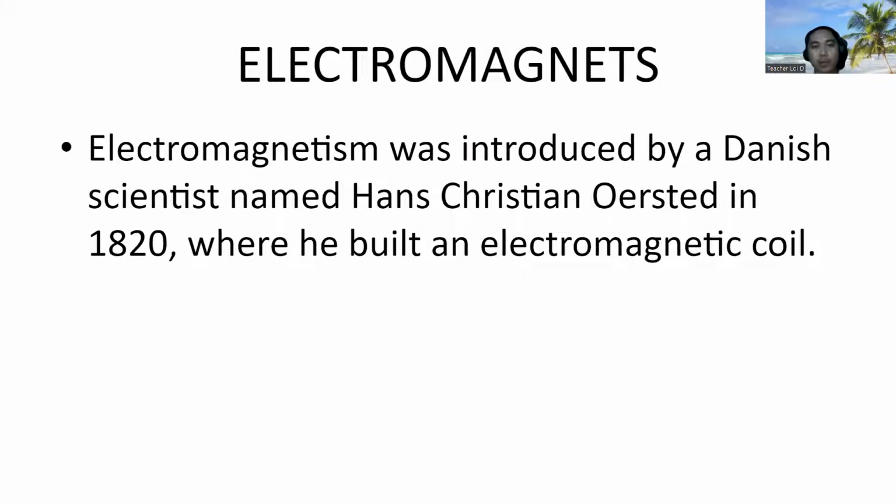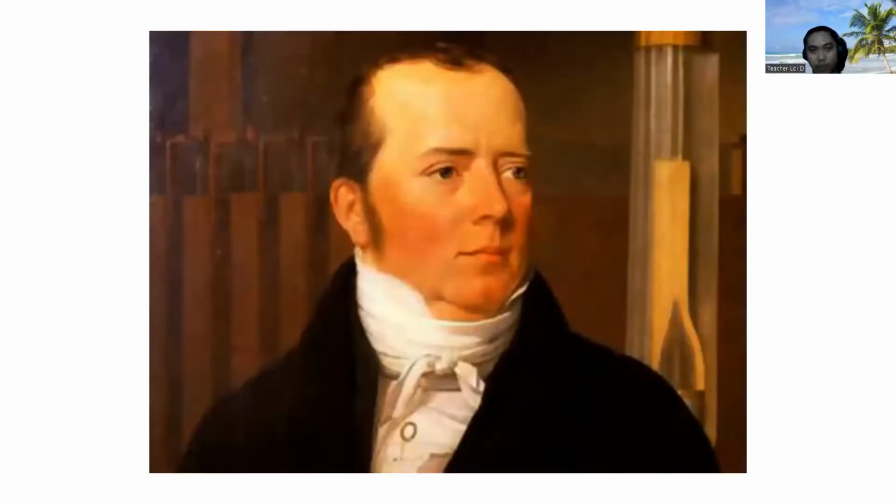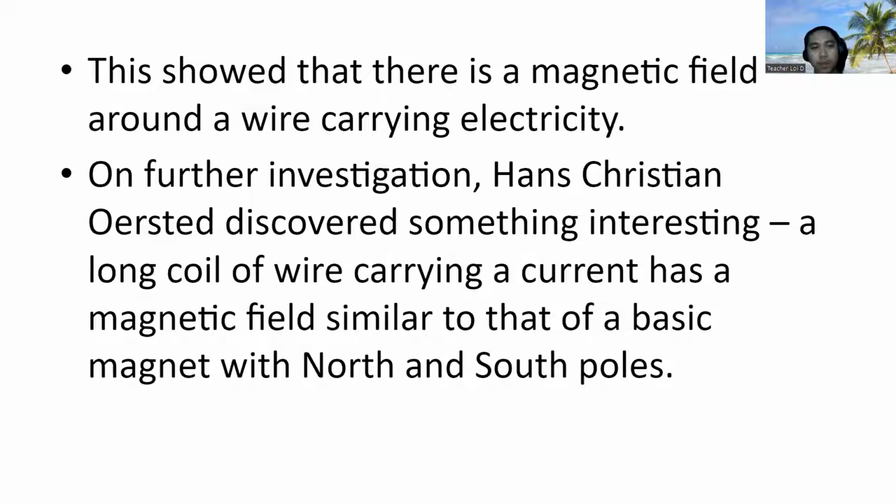So electromagnetism was introduced by a Danish scientist named Hans Christian Ørsted in 1820, where he built an electromagnetic coil. He was the first to notice that when electrons flowed through a wire, a nearby compass needle moves. So this is Hans Christian Ørsted. So this showed that there is a magnetic field around the wire carrying the electricity. On further investigation, Hans Christian discovered something interesting.